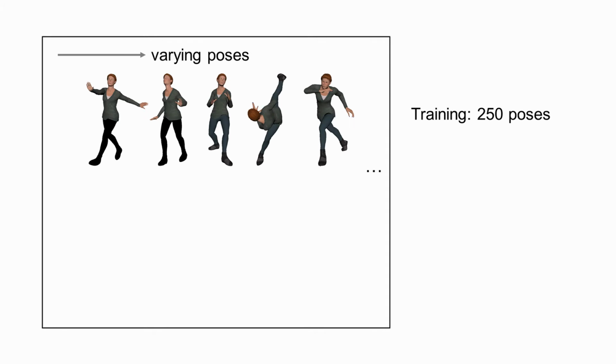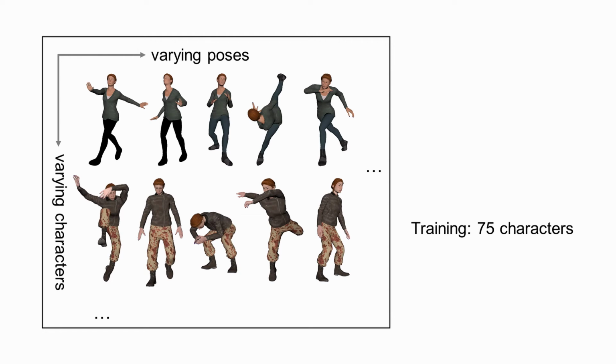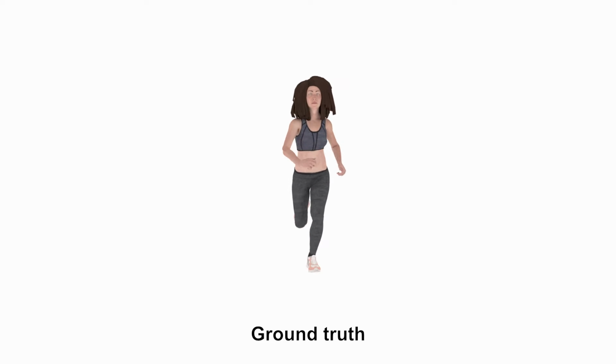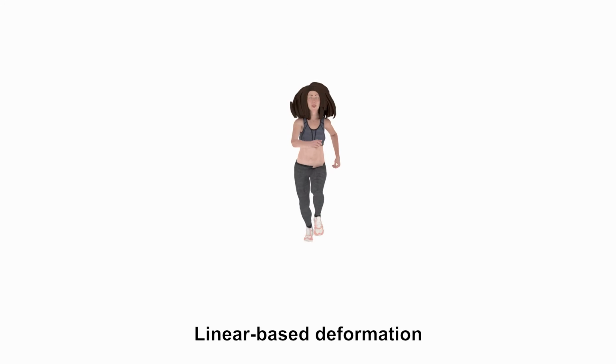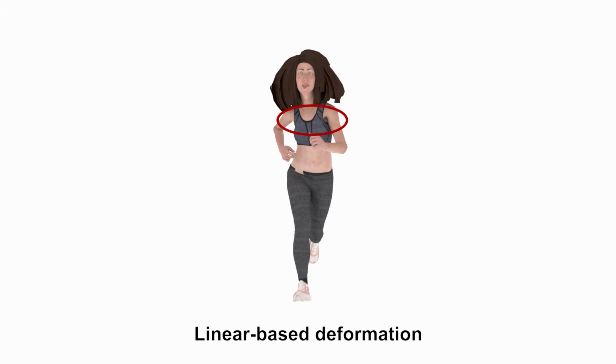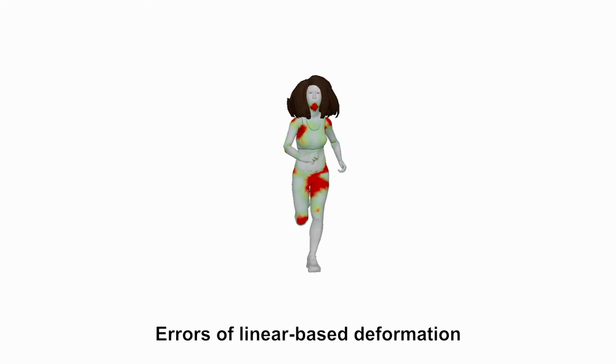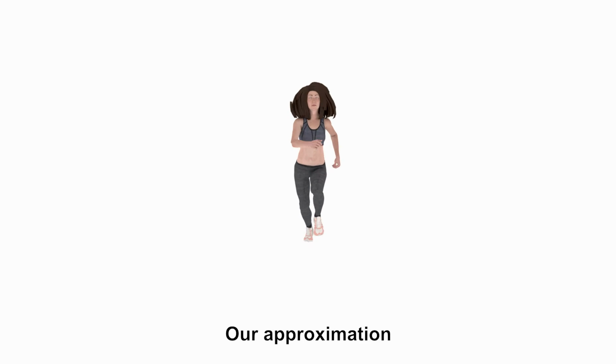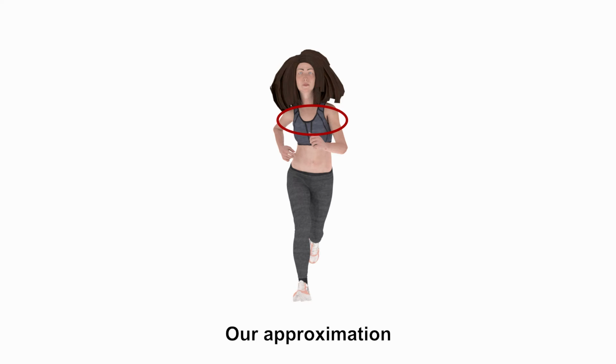We use 250 poses per character for training, and there are 75 characters in the training set. Here, we first show a character performing the running motion. The linear-based deformation produces volume loss artifacts, especially in the underarm area. Through our approximation, the deformation can be refined and approached to the ground truth.